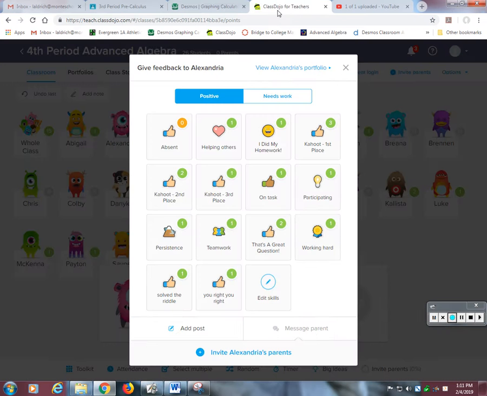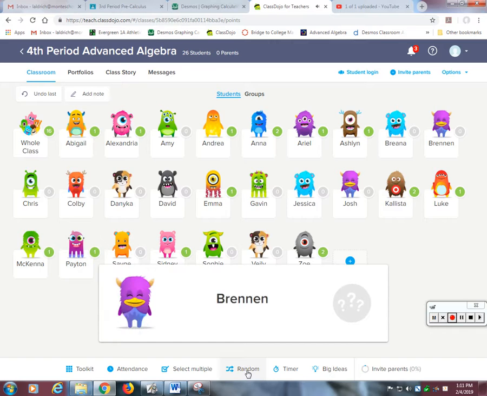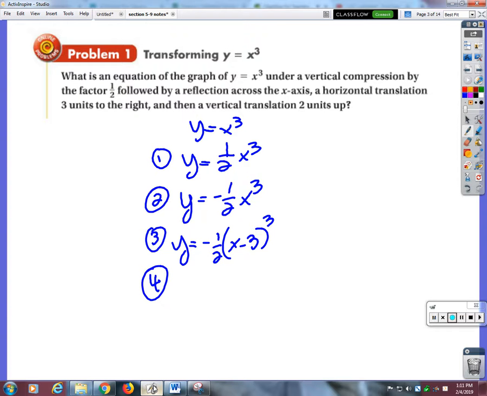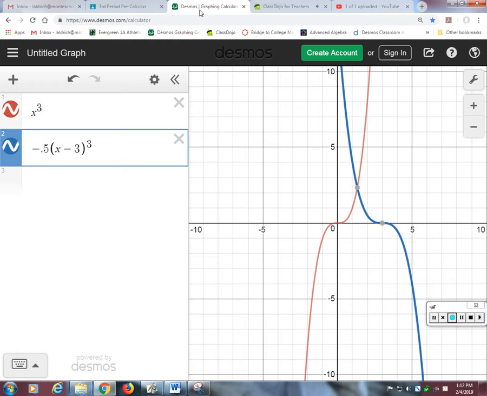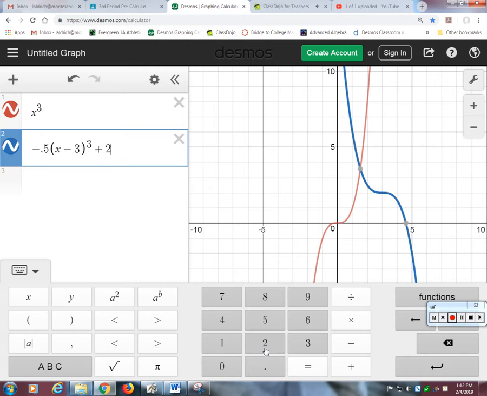All right, and then the last one. Brennan, now I need to move it up 2. Good, plus 2 at the very end. So y equals negative 1/2 parentheses x minus 3 cubed plus 2. Okay, there's the 4 things that give us these 4 transformations. If I go plus 2, that moves it up 2. All right?